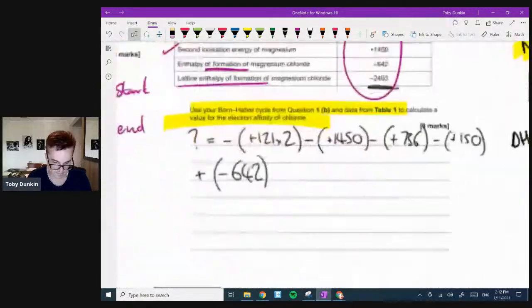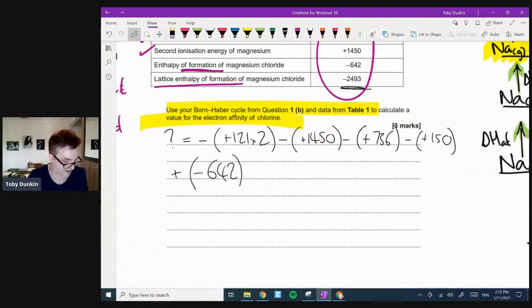Right, so now that I've created my equation, I'm going to put that in. I know the mathematicians in the room are going to freak out because I'm just going to type that in exactly as it is on my sheet. I make fewer mistakes than you do. Times 2, close brackets, minus brackets, plus 1450, close brackets, minus brackets, plus 736, brackets, minus brackets, plus 150, close brackets, plus brackets, minus 642, close brackets.